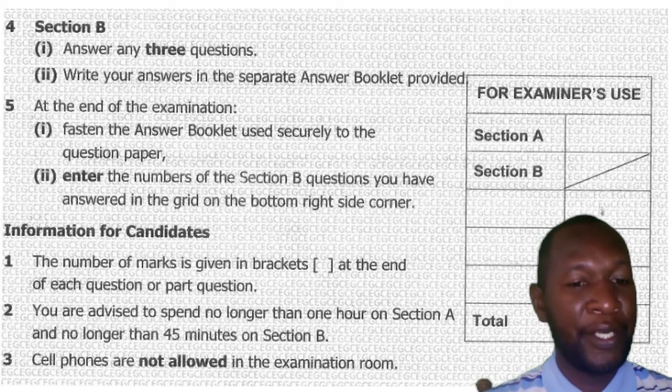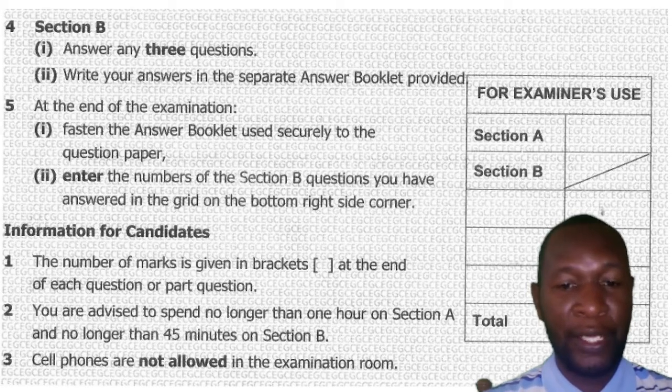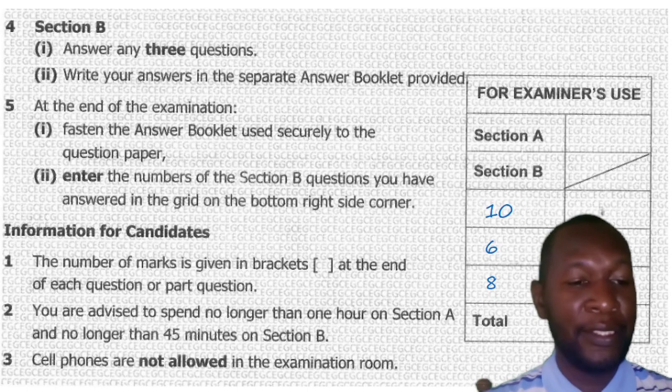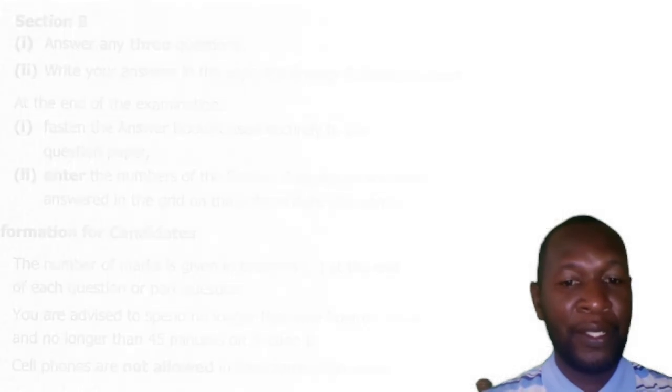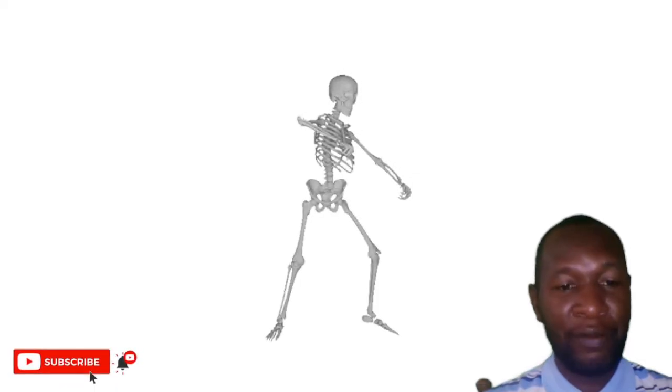Once you are done answering your paper and you've chosen your 3 questions, don't forget to fill in this section with the question numbers you've answered. For example, if your first question was 10, you indicate 10 here. If the next question was 6 and then 8, you indicate your question numbers. That's all for this video.